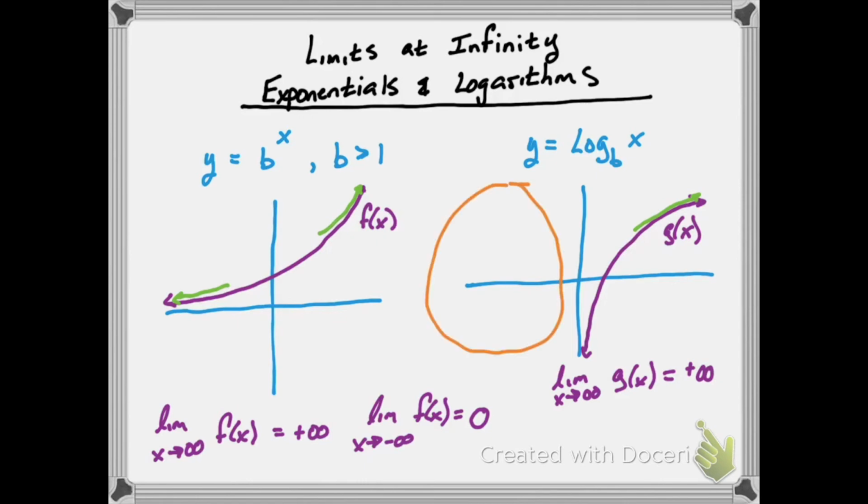There's no function that exists to the left of 0, but we can say something about the limit as x approaches 0, at least from the right side. Notice that our function is going down and down, and we'll say that this limit goes to negative infinity.